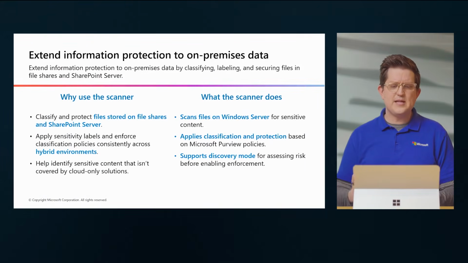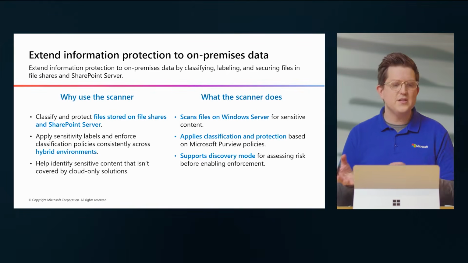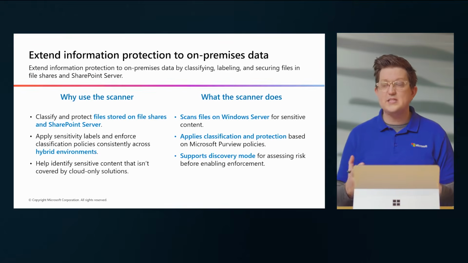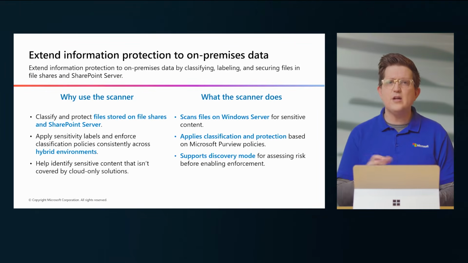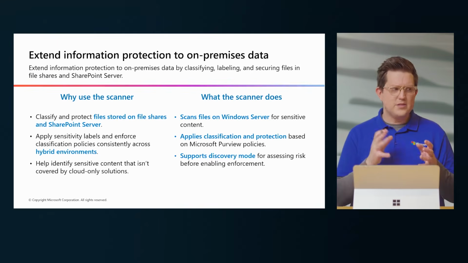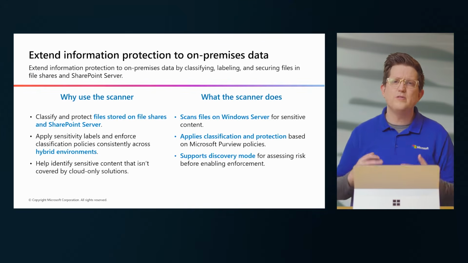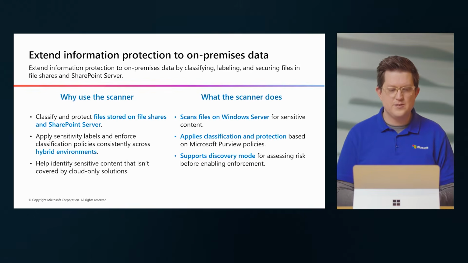Now, the information protection scanner is designed as a way to look across file shares and on-premises SharePoint server sites and be able to identify certain types of information that are across everything there. What it means is that we can have a more consistent approach, even in a hybrid environment where, despite the fact that we're not in a built-in cloud protection space, we can still provide some of the same information protection platform advantages to those on-premises locations.